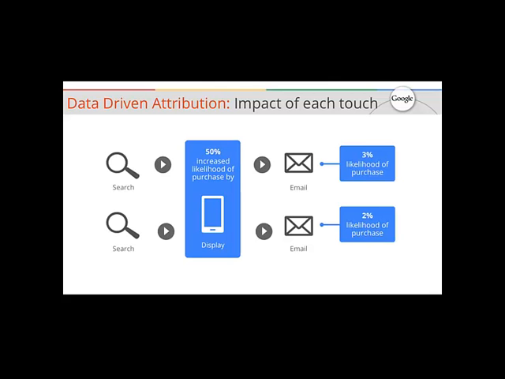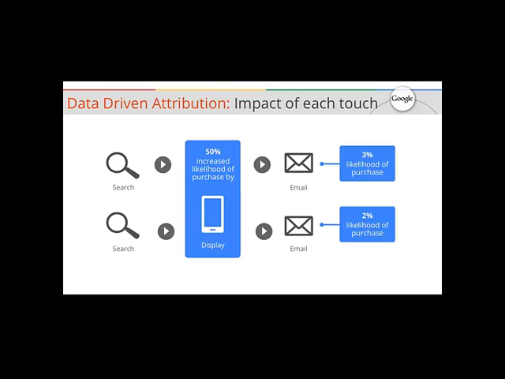So for example, in this slide, if search led to a display and then an email, what they found is that there was a 50% increased likelihood to purchase when display was there between search and email. So the first time the guy came from search, the second time, let's say, from email. Looking at all the data points, what the attribution modeling tool determines, it's a kind of machine learning algorithm, is that whenever display is in between search and email, the likelihood to purchase goes up by 50%. And so accordingly it gives a lot of weightage to display.